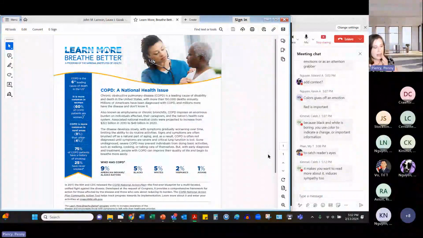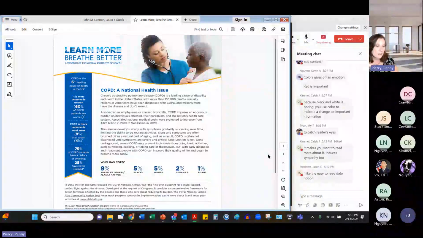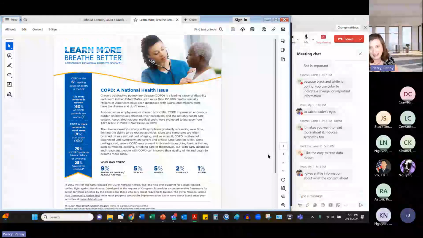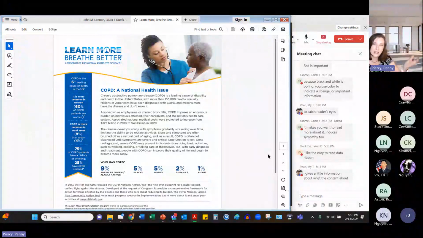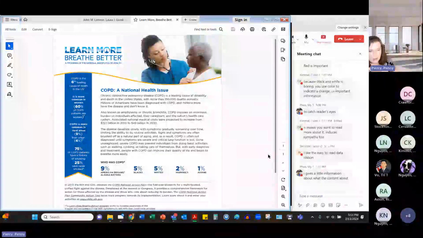Induces sympathy. Yeah, I think that's an interesting point. And I think one way that it does that is it actually shows human beings on this document, right? We see someone who appears to be a healthcare worker and someone who appears to be a patient, and the healthcare worker is looking at the patient with sort of a sympathetic look, and I think that conveys to us as the user.